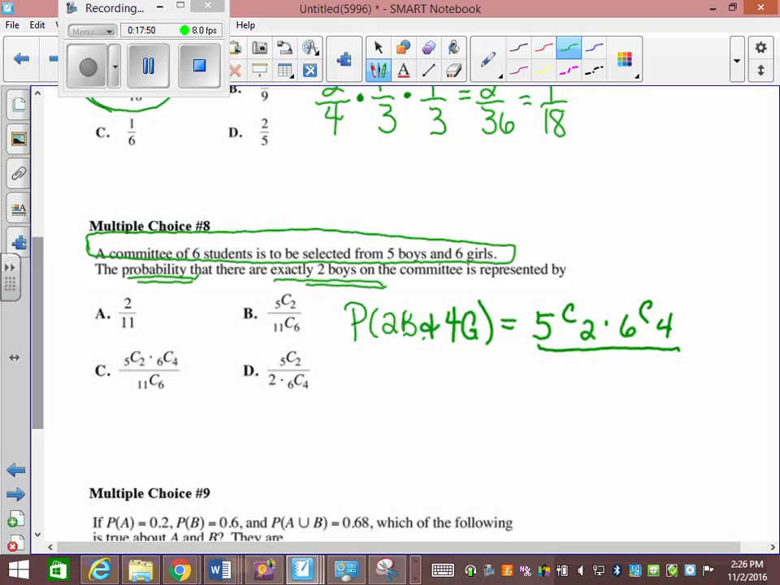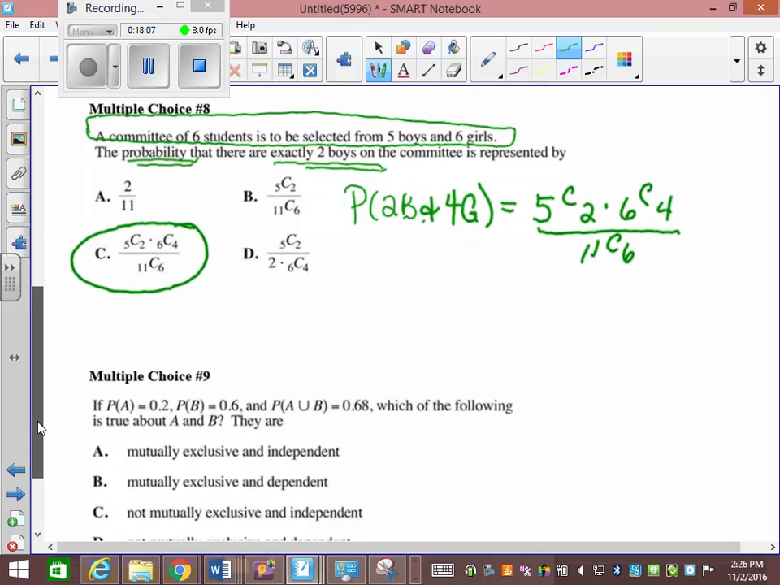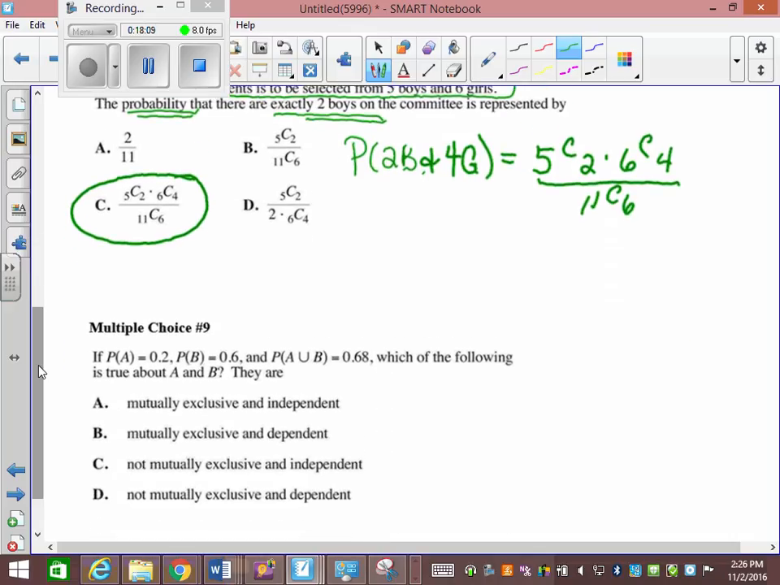The bottom is all the green rectangle. A committee of 6 students from 5 boys and 6 girls. So what am I going to have on the bottom? Which is C. The bottom one I know is a little more difficult, but I'm going to show it to you anyways.